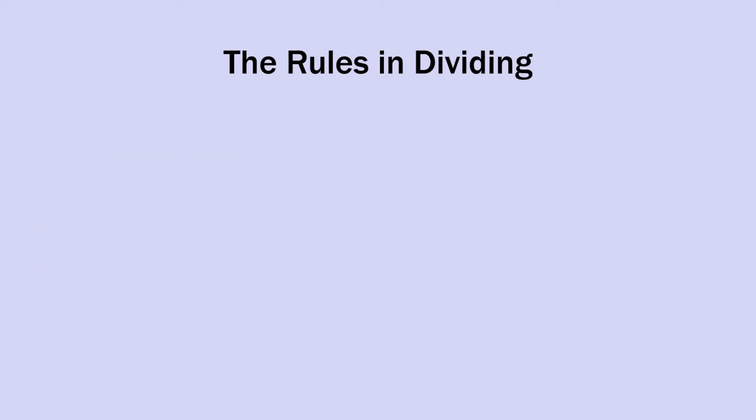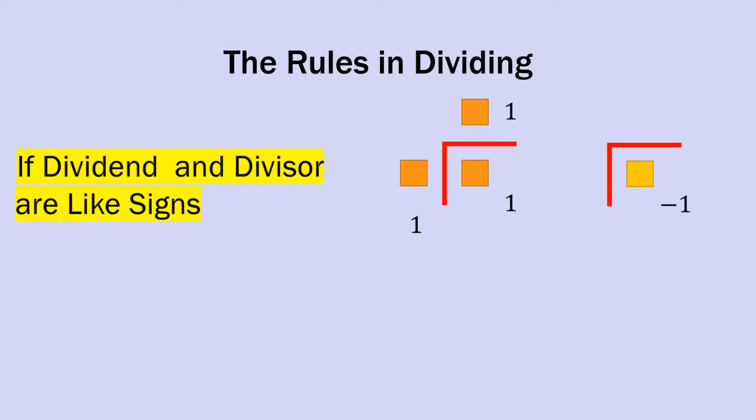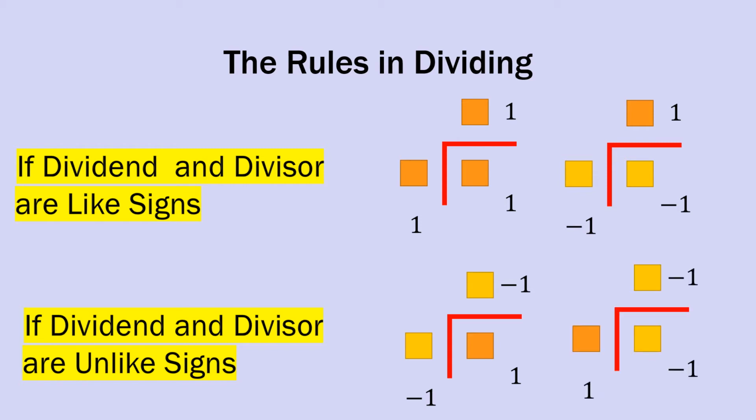Let's have now the rules in dividing. First one, if dividend and divisor are like signs, the answer would be positive. For example, the dividend is 1 divided by 1, the answer is 1, which is positive. Another one, -1 divided by -1, the answer is 1. So, like signs, positive. Now, if dividend and divisor are unlike signs, 1 divided by -1, the answer is -1. Another, -1 divided by 1, the answer is -1.